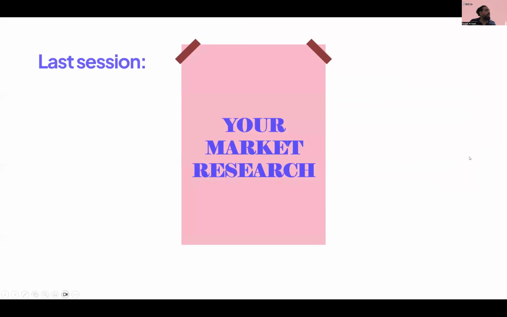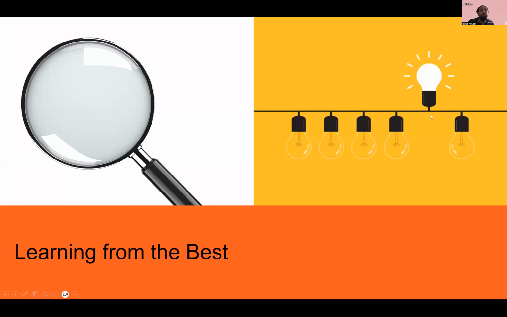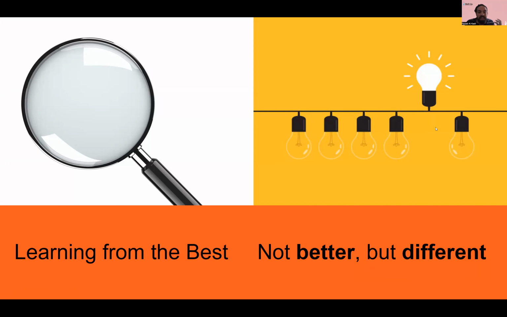So, as we said last session, you did the customer research. Now we are going to talk about competitors. People are doing almost the same business as you do. So, competitor research is about learning from the best in your industry and doing something different to them. Not better, but different. Learning from what they are doing well and from their mistakes and what they are missing.